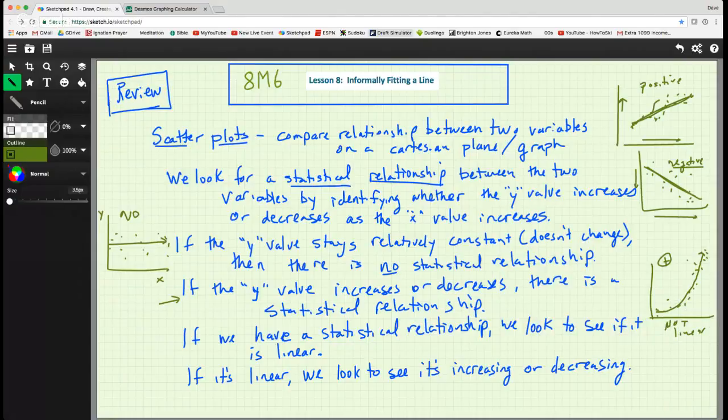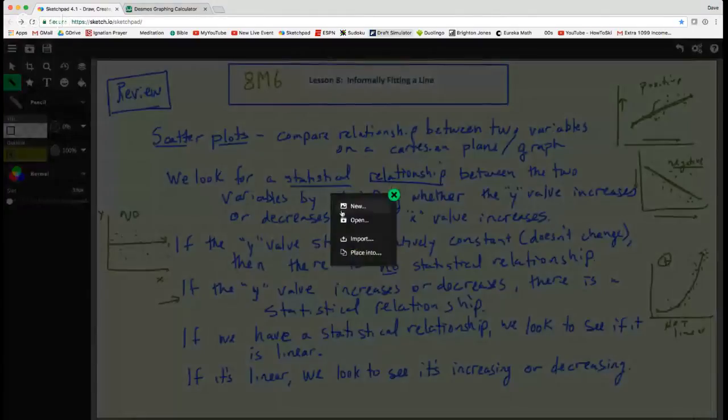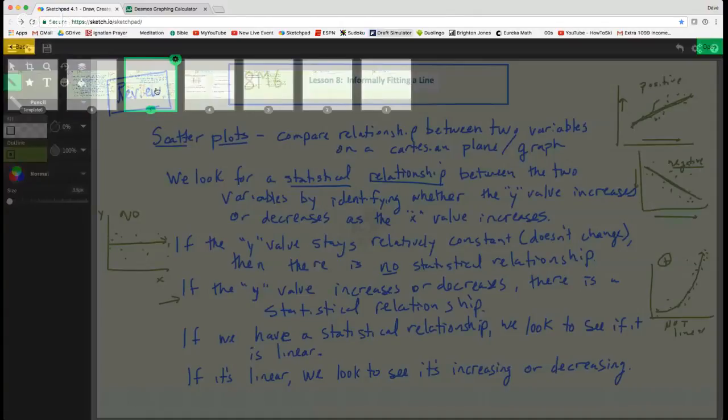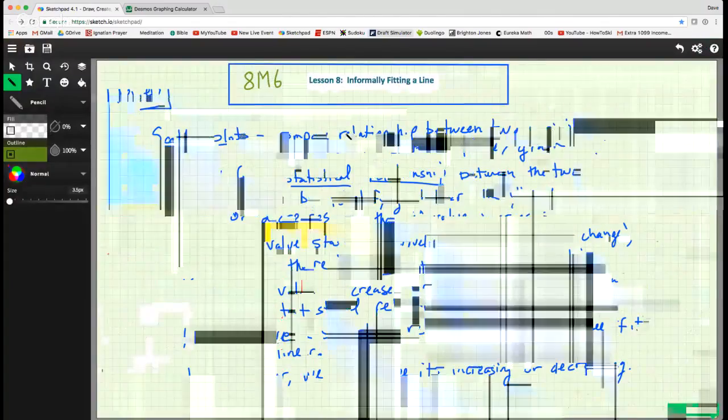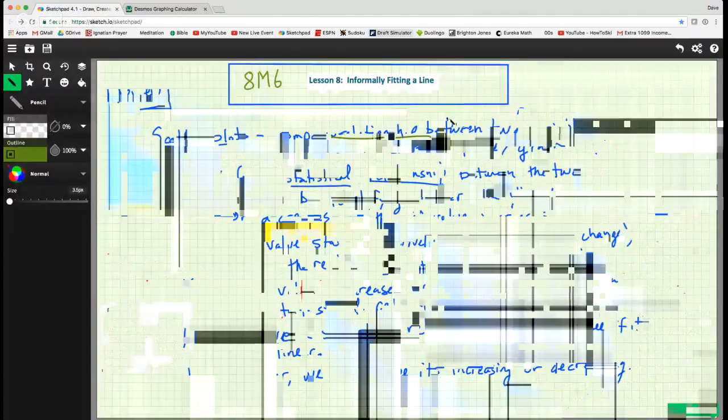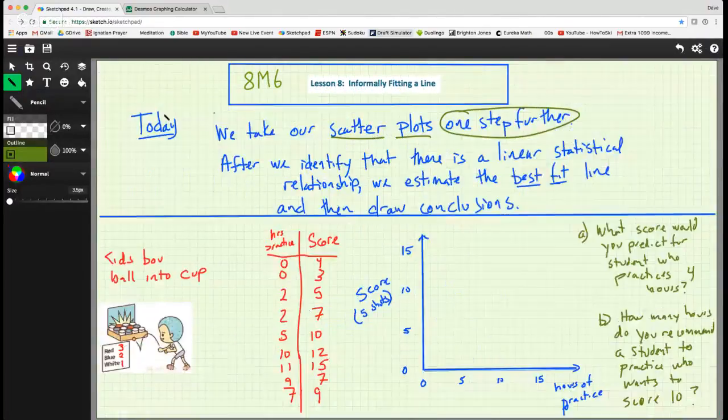So this is all review of lessons 5, 6, and 7. And now in lesson 8, we're going to add something new. This is our new learning for today. So today we're going to take our scatter plots one step further.